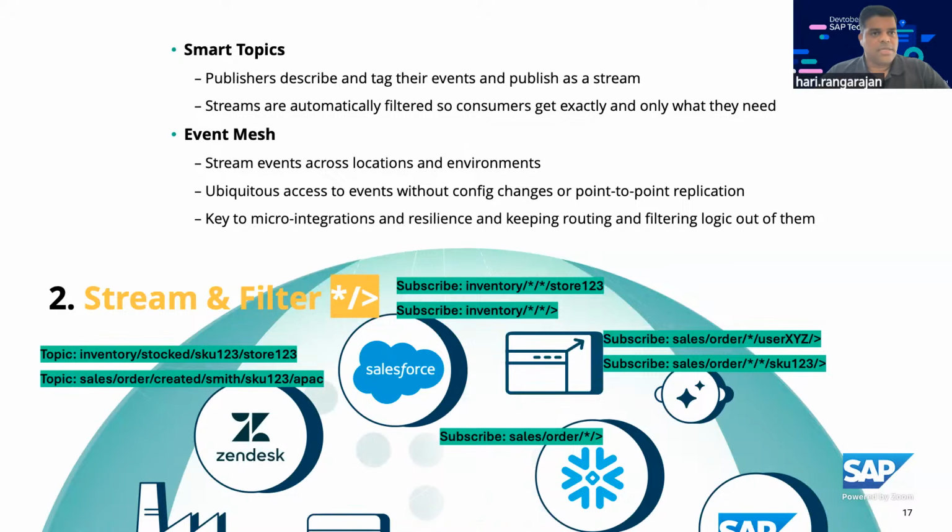It has ubiquitous access to events without configuration changes or point-to-point replications. And the key to micro integration and resilience is keeping the routing and the filtering logic out of the consumers or the micro integrations, right? So we are producing these events. You could have a Salesforce micro integration which says, give me all inventory events which have been stocked or replenished or out of stock or whatever, only for store 1, 2, 3. So you can do a subscription like this.